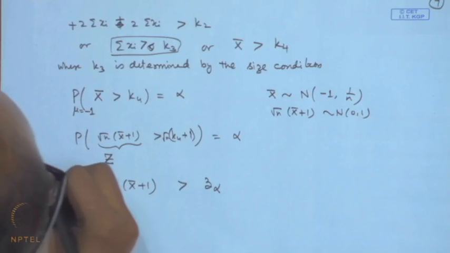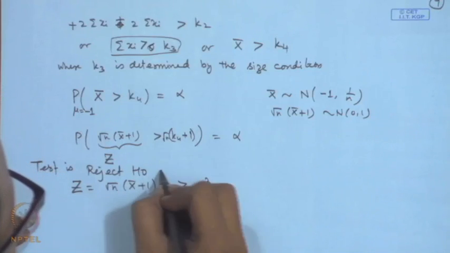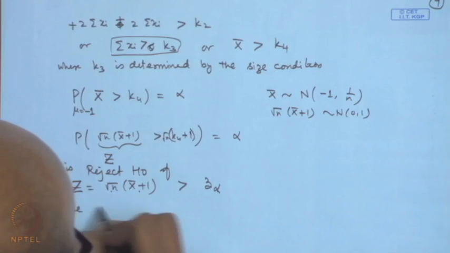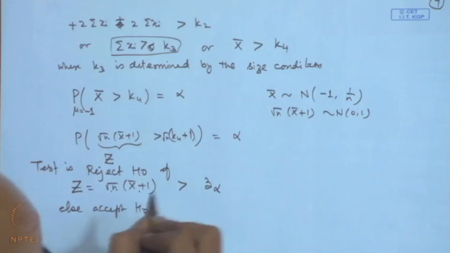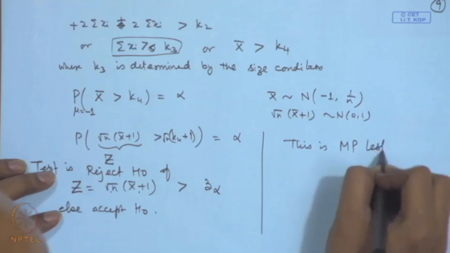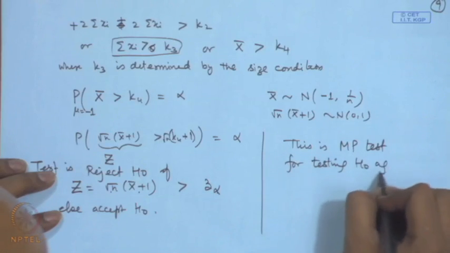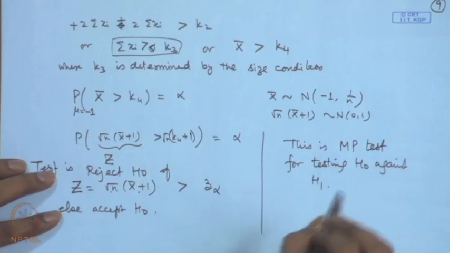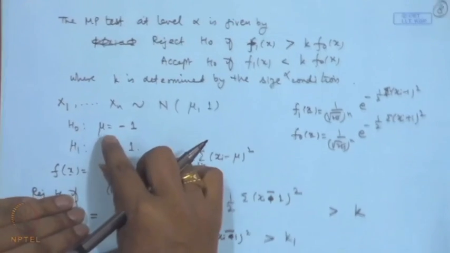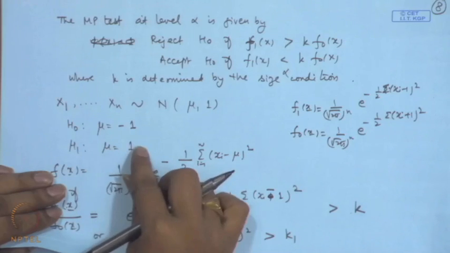So, the test is: reject h naught if root n x bar plus 1 is greater than z alpha, else accept h naught. So, this is nothing but the most powerful test for testing h naught against h 1. Now, note here in the null hypothesis we are saying mu is equal to minus 1 and in the alternative hypothesis mu is equal to 1.